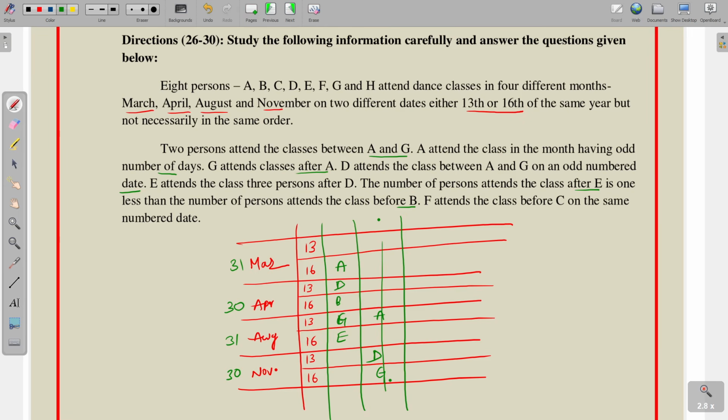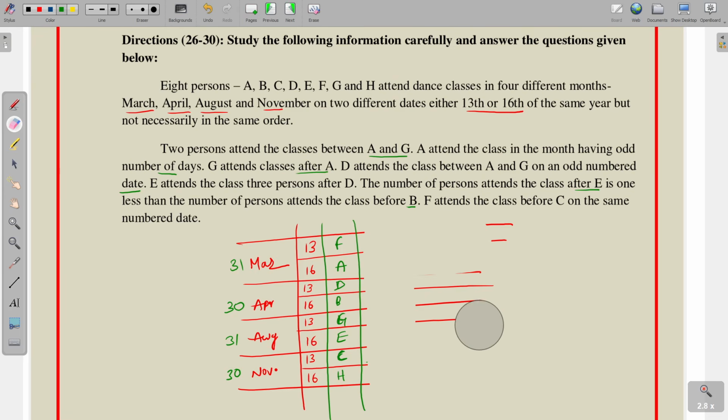And next, F attends the class before C on the same date. Same date in the sense, suppose F is attending on the 13th and C is also attending on the 13th. Okay, only one possibility we have left. So here one person we have left, that is H, is placed here. It is the final arrangement of the puzzle.